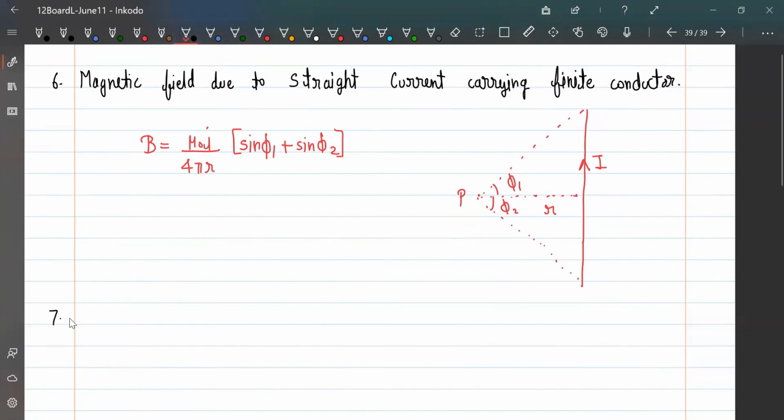Okay. After this, magnetic field due to an infinite straight current carrying wire, due to a straight long wire.